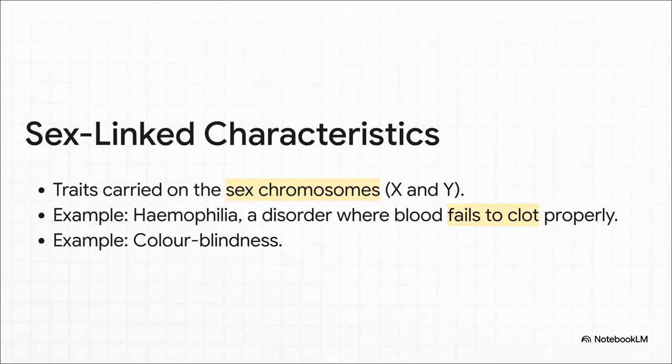And then you've got sex-linked traits. These are traits that hitch a ride on our sex chromosomes, the X and the Y. This is the reason why conditions like hemophilia or colorblindness are way more common in men. See, men have an X and a Y chromosome. If they get a recessive allele for one of these conditions on their one X chromosome, there's no other X chromosome with a dominant allele to cover it up. It's a direct line to the trait.